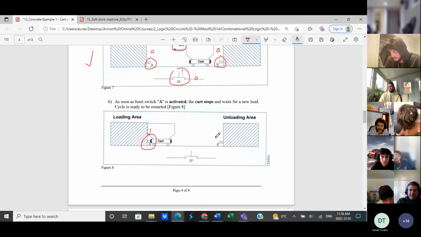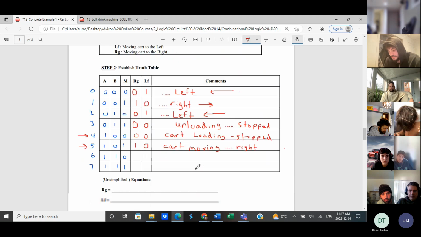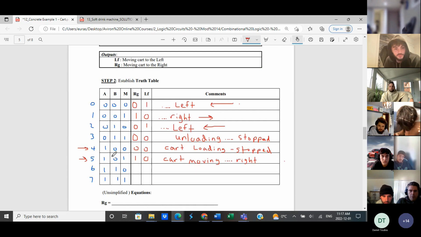If A is active and B is not, B is 0. I'm not pressing the push button, so that's a 0 as well. I've gone back to the initial position, which was 1, 0, 0. I'm just going to double check 1, 0, 0. The cart wasn't being loaded.